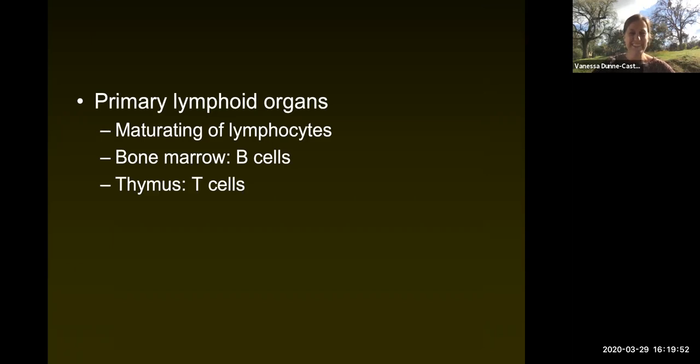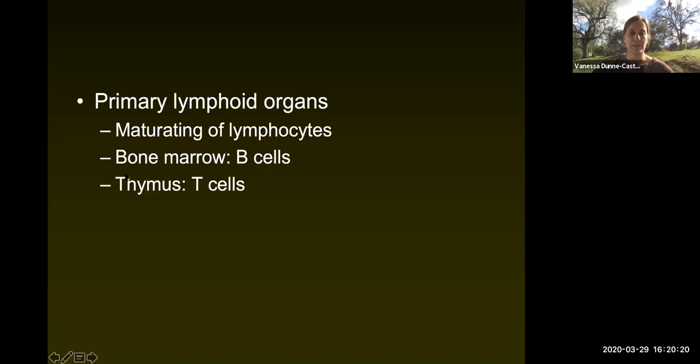Okay, so again, some terms for you. Our primary lymphoid organs are where we have the development and differentiation of our lymphocytes, so the maturing of our lymphocytes, to prepare them for the presentation of antigen or the ability to respond to antigen.